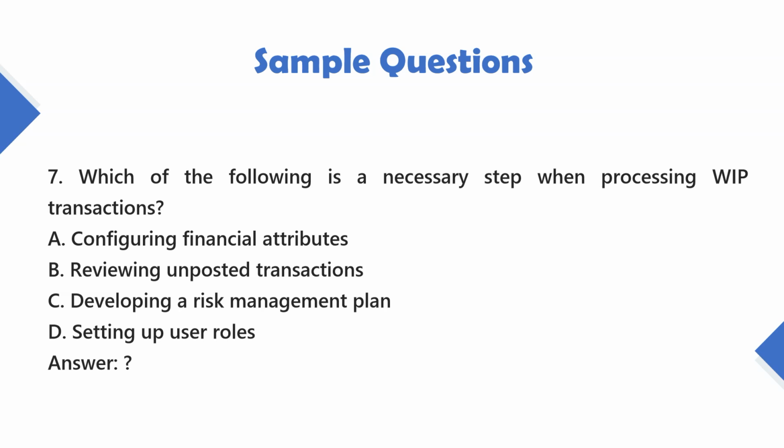7. Which of the following is a necessary step when processing WIP transactions? A. Configuring financial attributes. B. Reviewing unposted transactions. C. Developing a risk management plan. D. Setting up user roles.